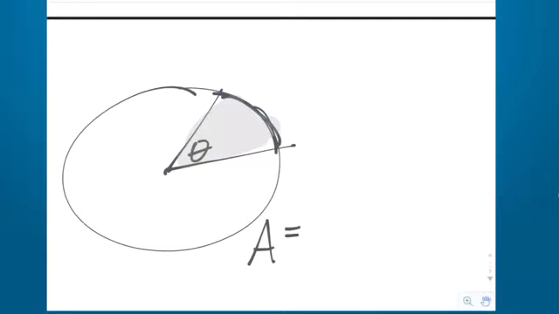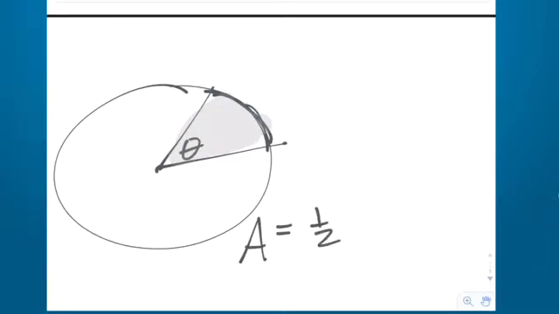The area is equal to 1/2 r squared theta. We did it as a proportion, part to whole. We did theta is to 2 pi as the area is to pi r squared. And then you solve. So it's not that difficult to come up with. But that gives you the formula for the area of a sector in terms of theta.